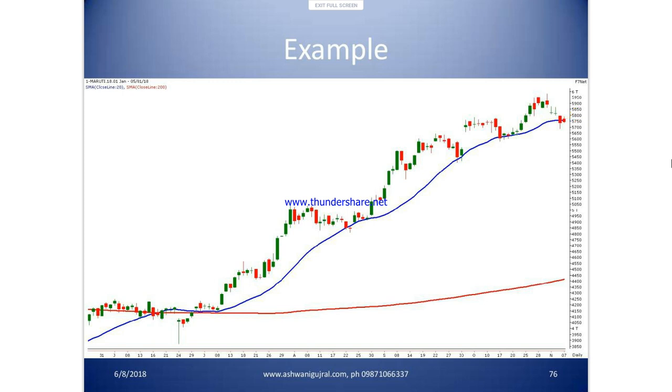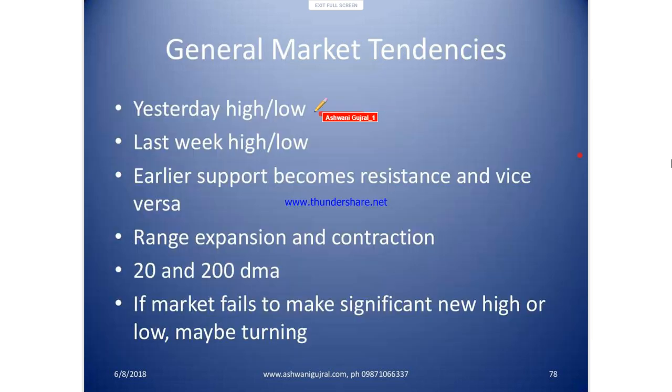Now, market tendencies. Yesterday, high and low are very important supports and resistances. That is where the bulls failed or the bears failed. For people who are more swing traders, the last week high low very important. Earlier support the resistance and vice versa. So if you have this sort of a market, now this is resistance. It goes up, comes back, this becomes support. So earlier resistance becomes support and vice versa.